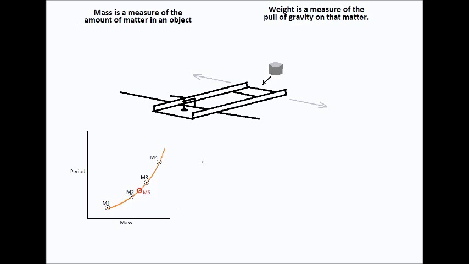The key thing to remember is that mass is literally a measure of the quantity of matter, that means protons and neutrons, that an object contains. And that is absolutely independent of where you are: on the moon, on the Earth, on Jupiter, in outer space. The amount of matter remains the same, the number of protons remains the same, and therefore the mass of the object remains the same.